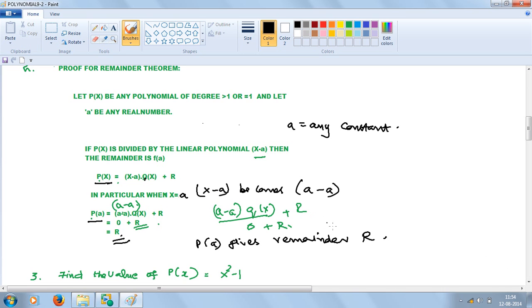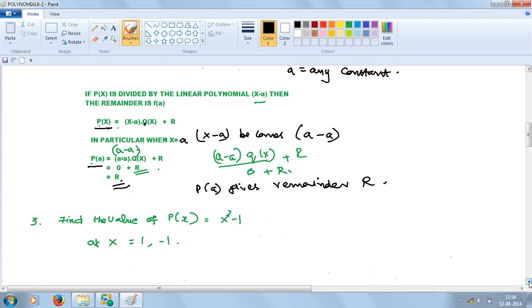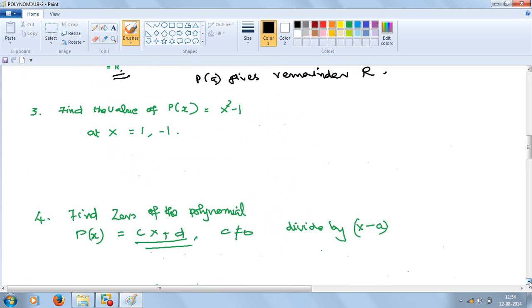So what happens when remainder becomes 0? A becomes a factor. That is a fact. Next we will come to factor theorem. Next, find the value. We'll do some simple problem. Find the value of p(x) at x equal to 1 or minus 1.